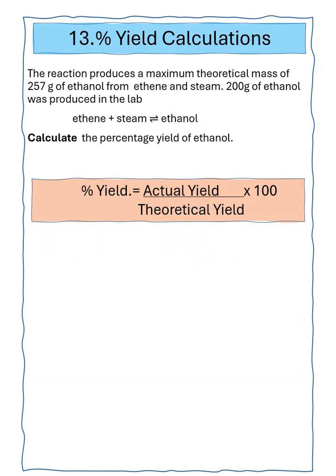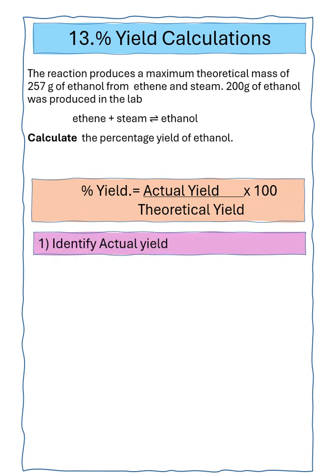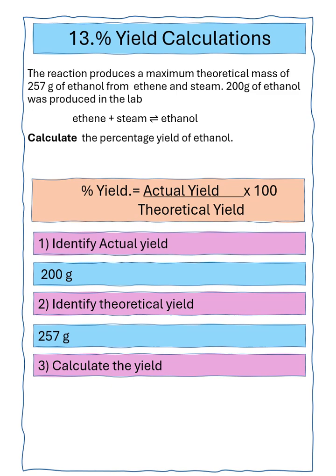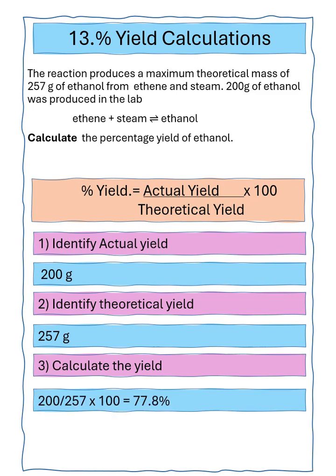Question 13. The reaction produces a maximum theoretical mass of 257 grams of ethanol from ethene and steam. 200 grams of ethanol was produced in the lab. Calculate percentage yield of ethanol. So percentage yield equals actual yield divided by theoretical yield times 100. So the first thing we want to identify is the actual yield. From the information, we made 200 grams. We then want to work out the theoretical yield. So the theoretical yield was 257 grams. We then calculate the yield by putting those numbers into the equation. So 200 divided by 257 times 100 equals a percentage yield of 77.8.